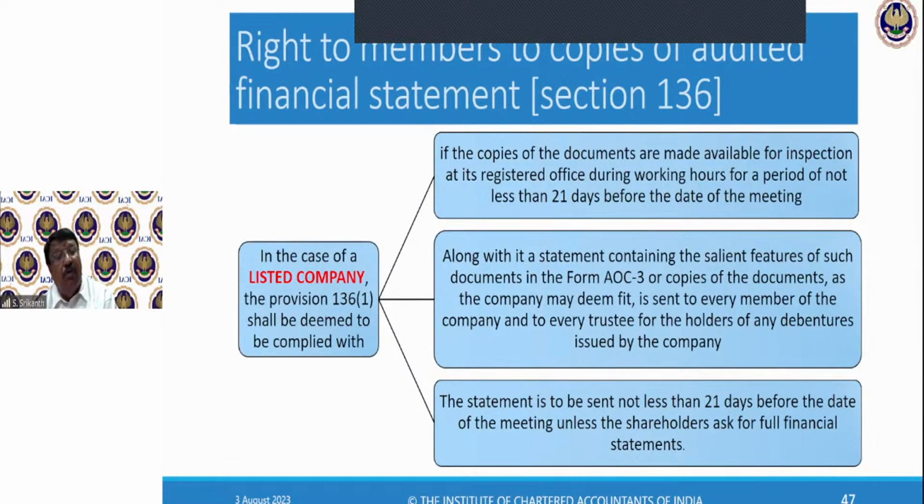If the shareholder wants the full financial statements, they have to be given. But today, SEBI has given a very clear instruction. If it is a listed company, shares are dematerialized, and an email address is there, then the entire financial statement can be sent by email to him. Or you can give him a link where he can go and download it.